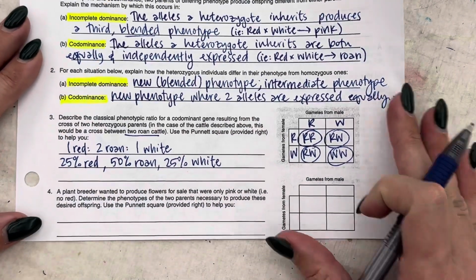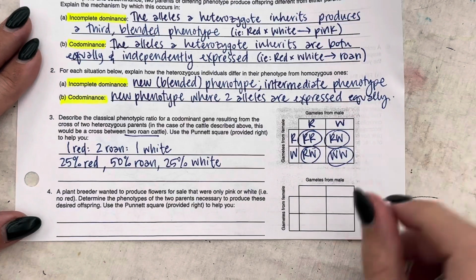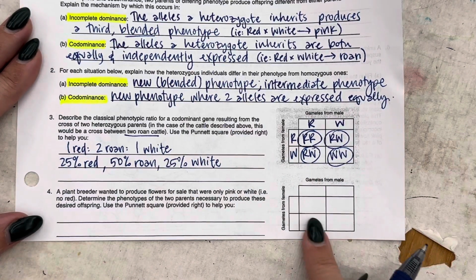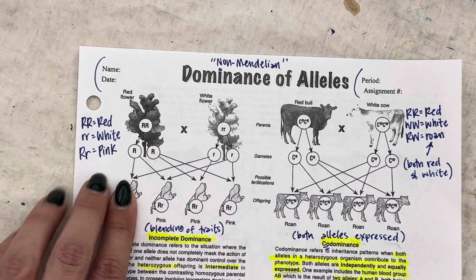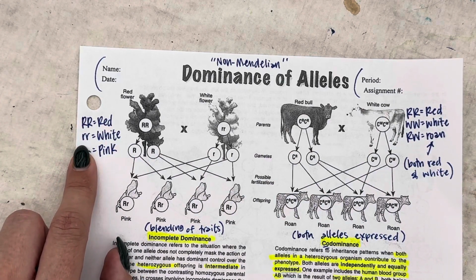Let's take a look at number 4. Go ahead and read the problem. And here our goal is to only have pink and white flowers inside our Punnett square here. Let's take a look at the alleles we're using again. We've been abbreviating the red allele as a capital R and the white allele as a lowercase r.